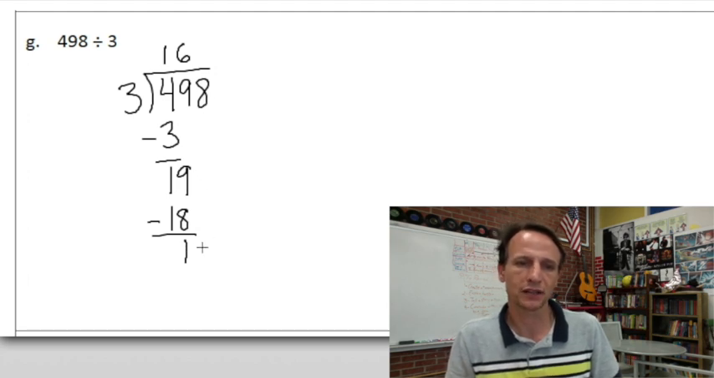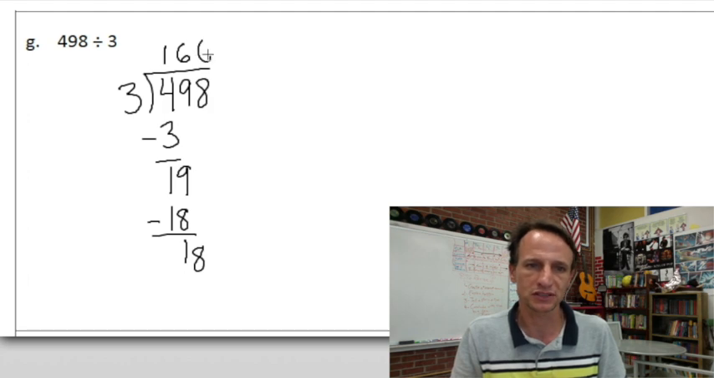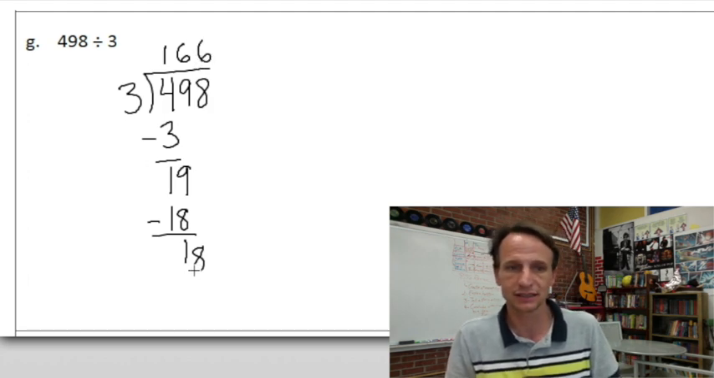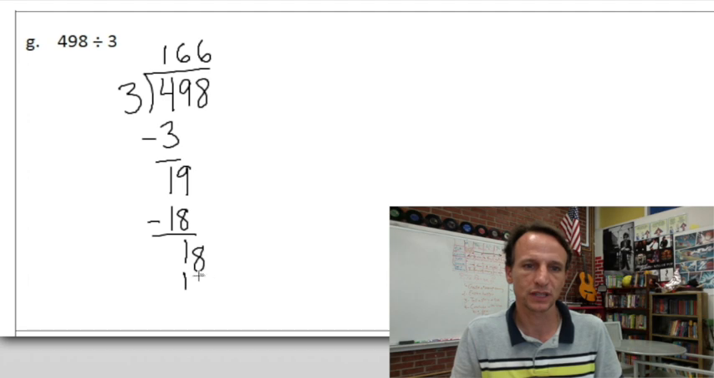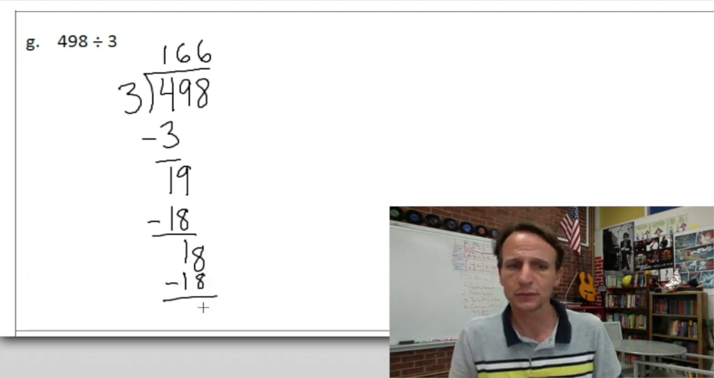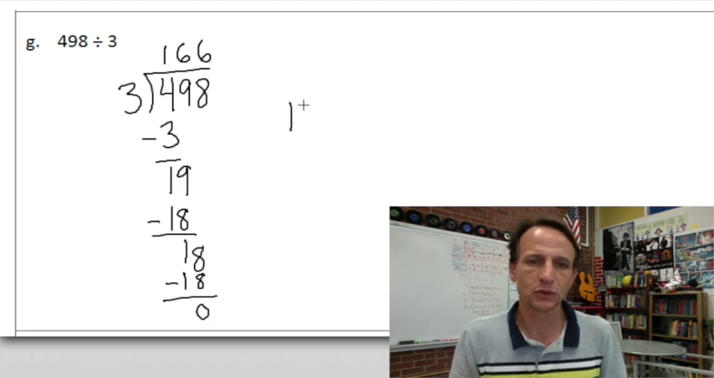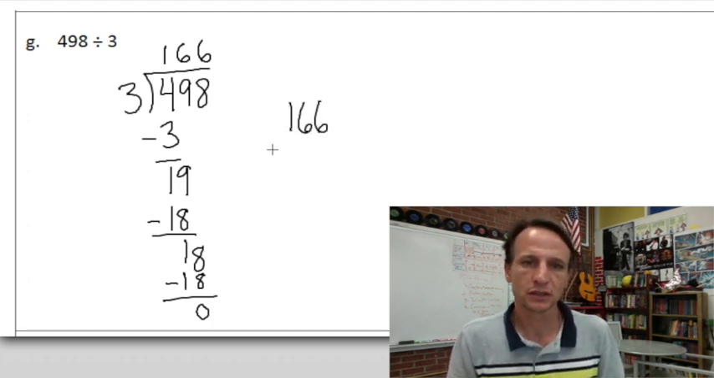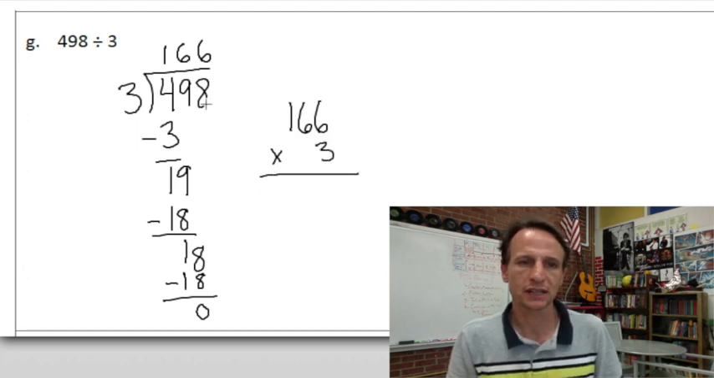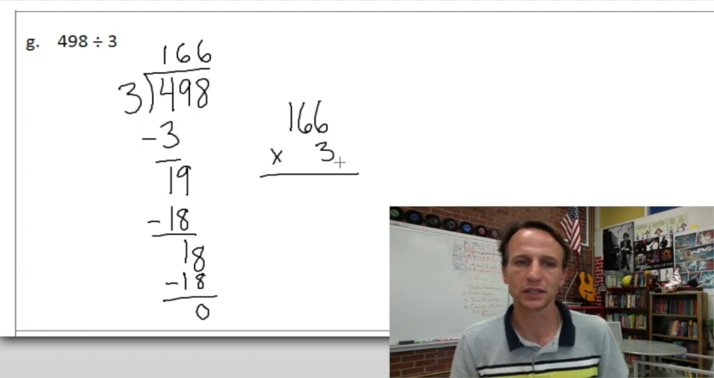We can now divide the ones place, and we just did this, so we already know that there are 6 3s in 18 because 6 times 3 is 18, and we'll subtract and get 0. So now we can go ahead and multiply our quotient by our divisor, and we should get the dividend. We had no remainder here.